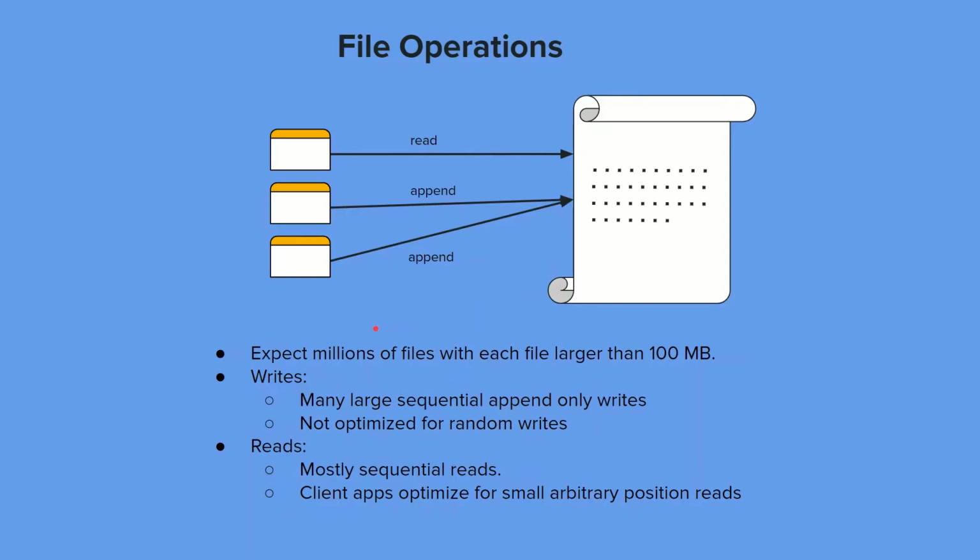Next is the file operation. We can expect millions of files, with each file being at least 100 MB, to be stored on the Google file system. The writes made on the system are mostly sequential append-only writes and some random writes. The system is not optimized for random writes. Reads are also mostly sequential, and client applications have to optimize for small arbitrary position reads that the client needs to make.